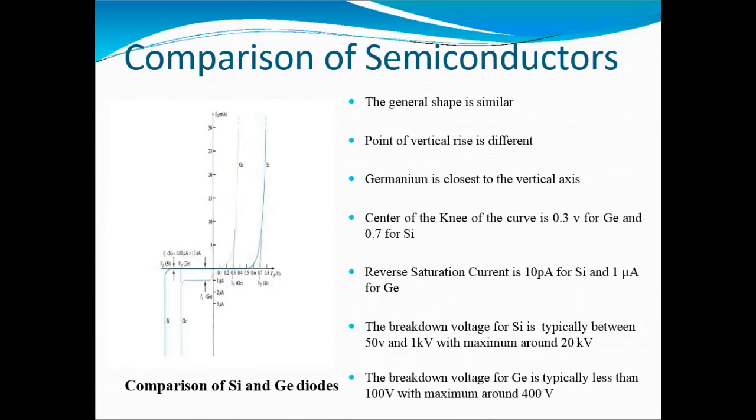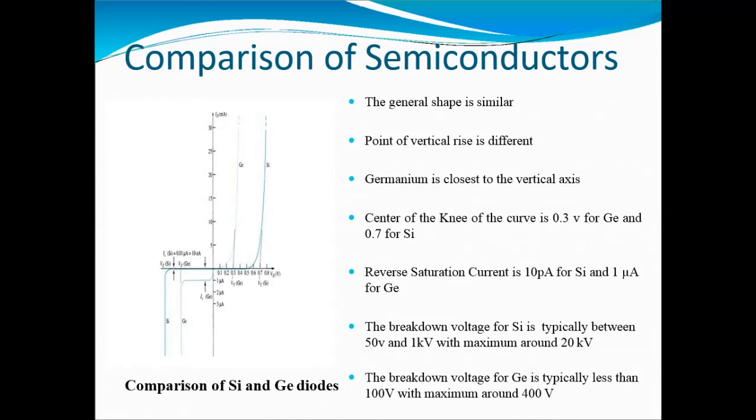That means up to 0.7 there is no current. Whenever the voltage reaches 0.7, automatically the current will increase. That 0.7 is called the cut-in voltage, the knee voltage of silicon. So whenever you use silicon diodes, the knee voltage, cut-in voltage or threshold voltage is 0.7.